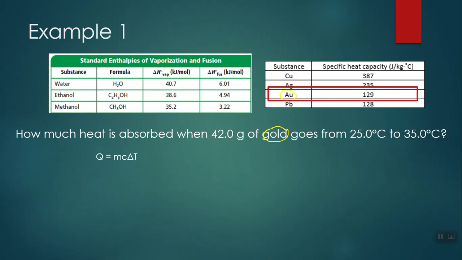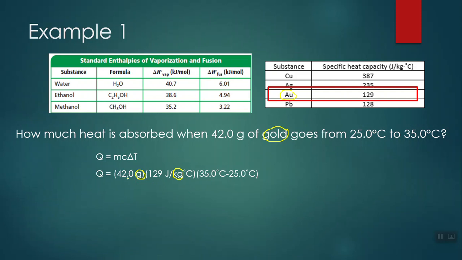So let's go ahead and plug it in. Mass is 42.0 grams. Specific heat is 129 joules per kilogram degree Celsius. And the change in temperature, remember it's final minus initial, so it's 35 degrees minus 25 degrees Celsius. You want to pay close attention to the units. You want to make sure that all the units are going to cancel each other out. And if you look at this here, this right now cannot cancel out. We have grams and kilograms.